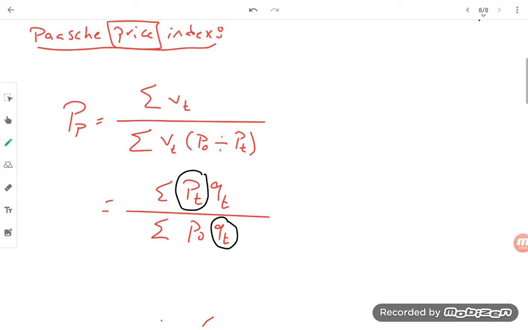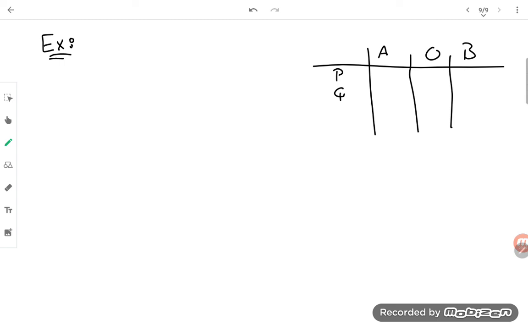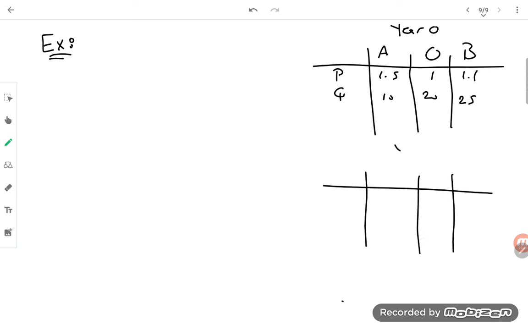Example. You are given the prices and the quantities for 3 different commodities in 2 different years. This is the price and quantity of apples, oranges, and bananas for year 0. It's 1.5 and 10, 1 and 20, 1.1 and 25. And for year 1, it's 1.75 and 15, 1.05 and 40, 1.6 and 20.